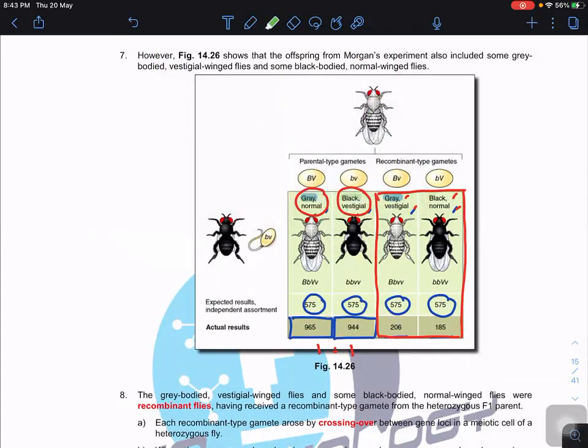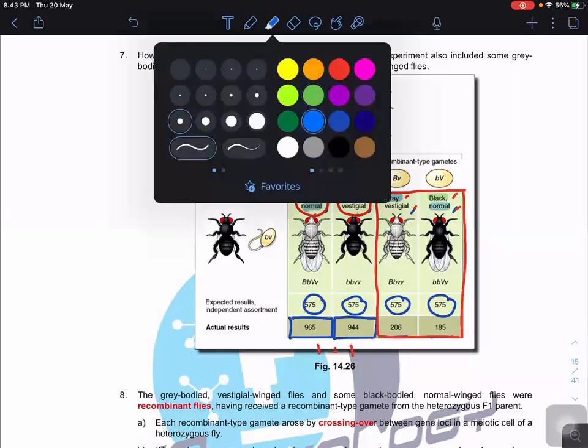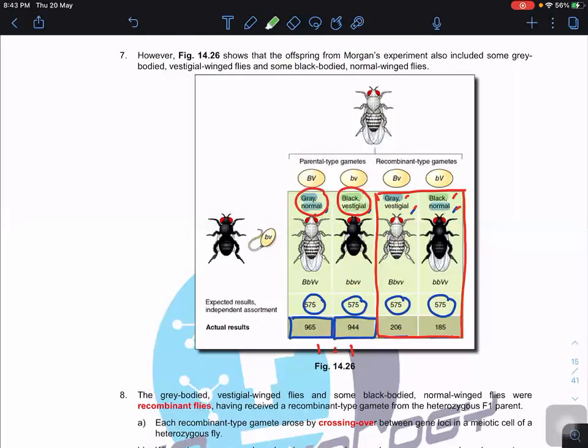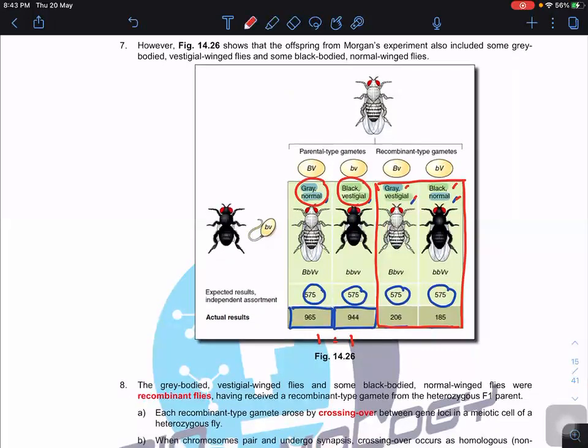Black, black. Okay, I use blue color, normal, normal. It's a green color, vestigial, vestigial. Do you realize that both of them mix now? It's a recombinant type, we call it. Recombinant types. It's no longer gray normal as one group, or black vestigial as one group, but now there is a mix of the alleles.